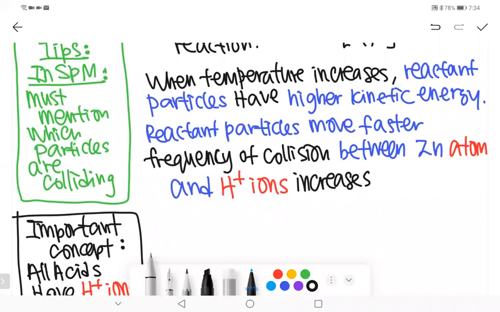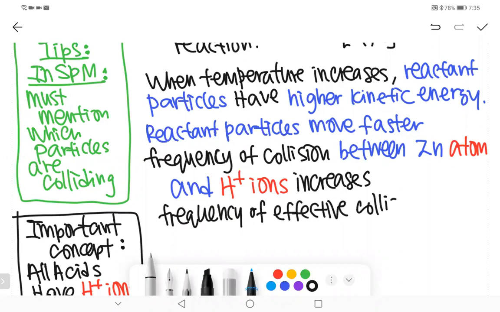All right. So when frequency of collision increases, therefore frequency of effective collision will increase as well. Okay, frequency of effective collision increases. Yeah, so that is what we need to know.